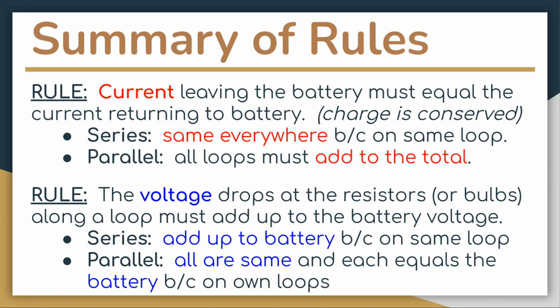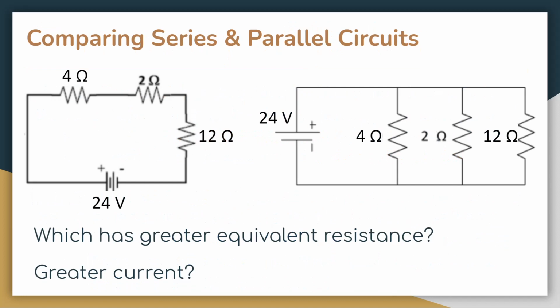So again, if you can remember these rules, you can apply them to any type of circuit you see, and you don't necessarily have to memorize this is series, this is parallel, if you remember Kirchhoff's laws. So let's see if we can apply some of this stuff to our circuits. These are the same ones we were just looking at. Both of them have a 24-volt battery. Both of them have 3 resistors, 4 ohms, 2 ohms, and 12 ohms.